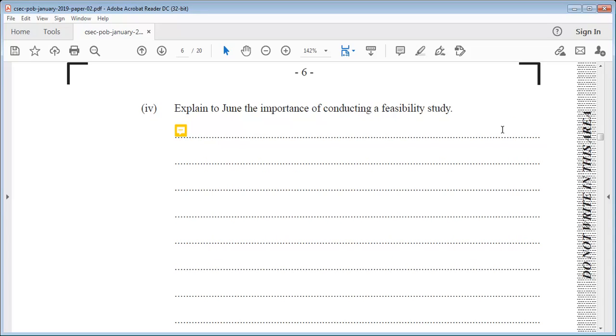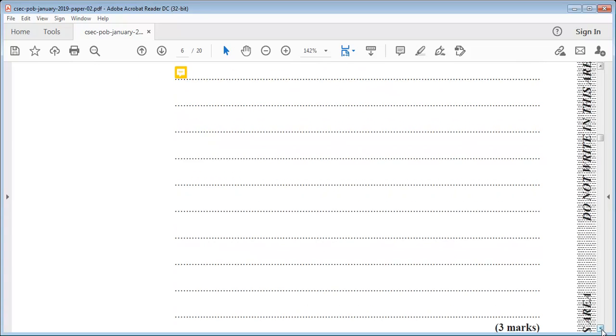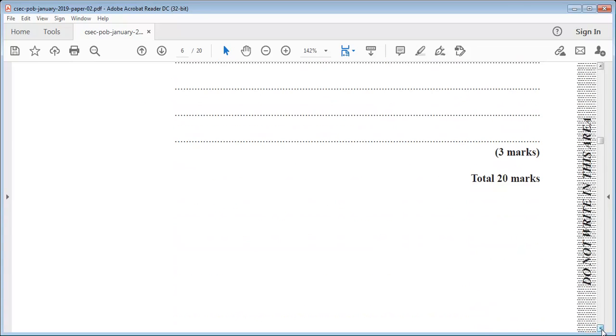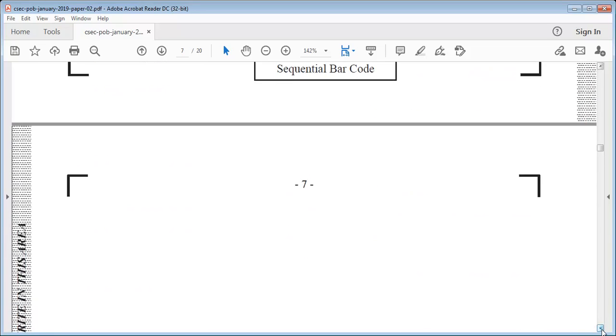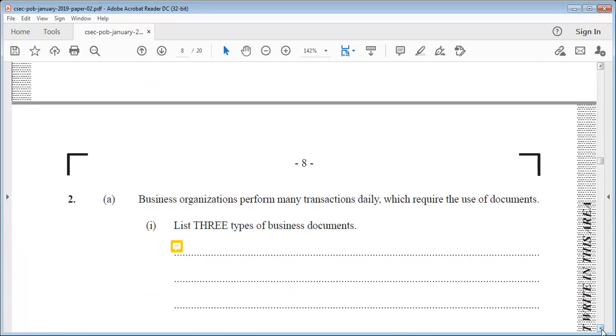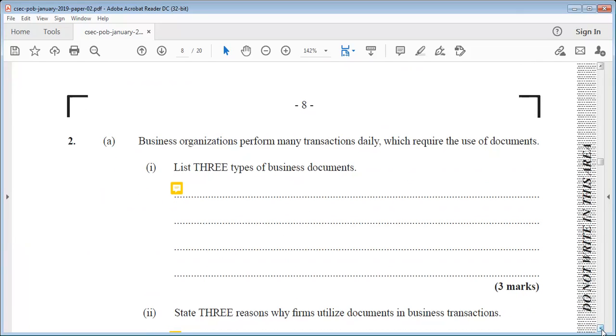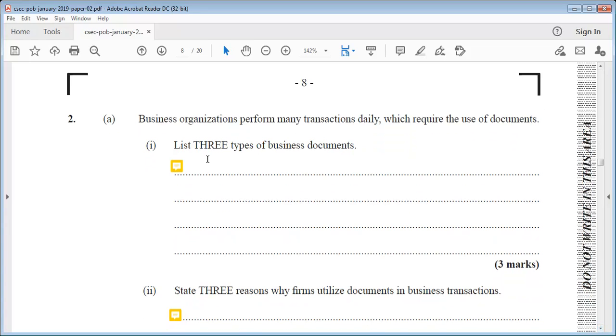So those are 3 important reasons that we discussed in conducting a feasibility study. Let's go on to question number 2. It says, business organizations perform many transactions daily, which require the use of documents. The first part of the question, A of 2, says list 3 types of business documents. So that is worth 3 marks.